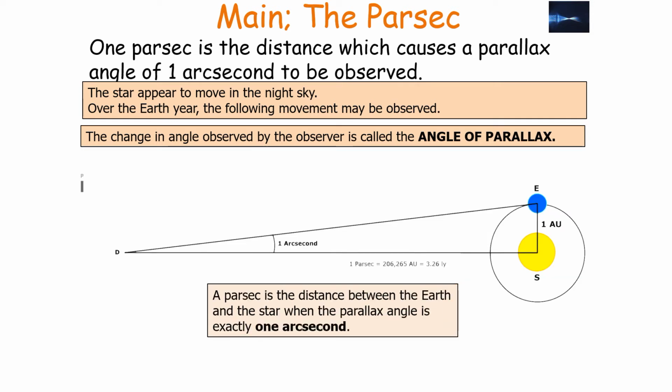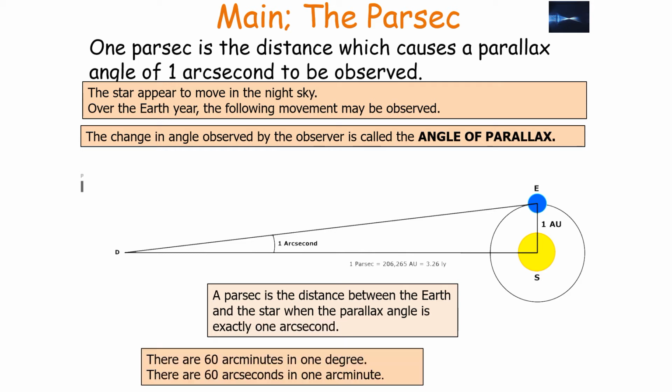So a parsec is the distance between the Earth and the star when the parallax angle is exactly 1 arcsecond. Now remember, there are 60 arc minutes in 1 degree and 60 arcseconds in 1 minute. So 1 arcsecond is 1/3600th of a degree, as there are 3600 arcseconds in a degree. Now the definition of the parsec must include this triangle showing the different values.